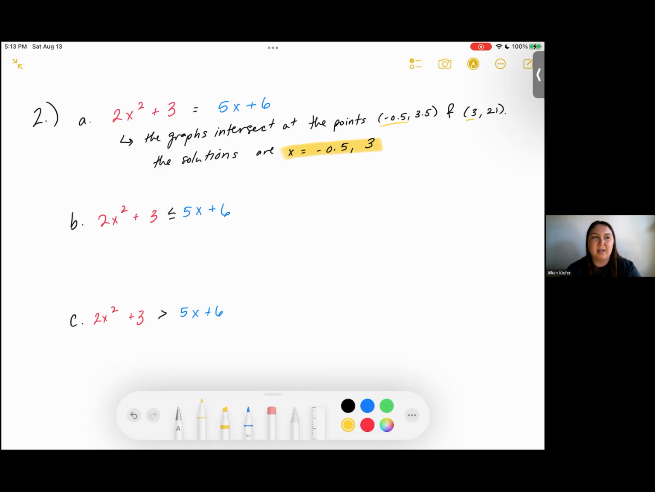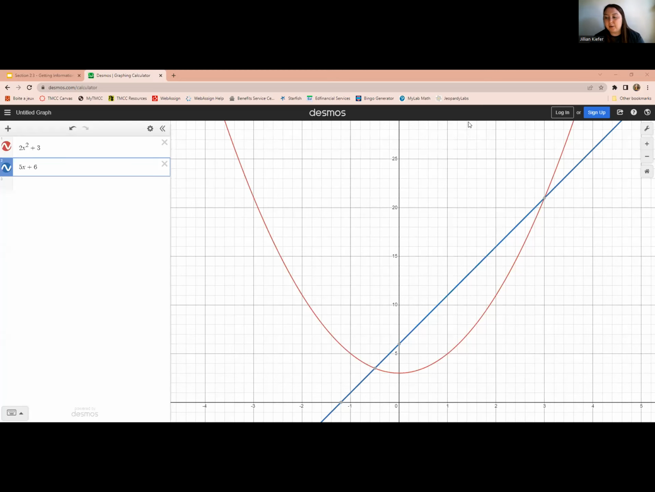So let's go on back over to Desmos. All right, so here we are back at Desmos. And remember, what we're looking for is when is 2x squared plus 3 going to be less than or equal to 5x plus 6? Now, if we're just thinking about the equal to included, we want to know, when is the red graph less than the blue graph?